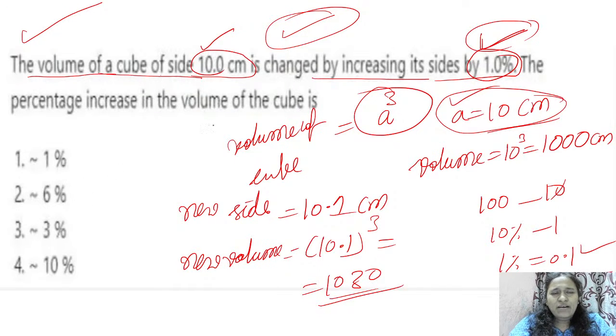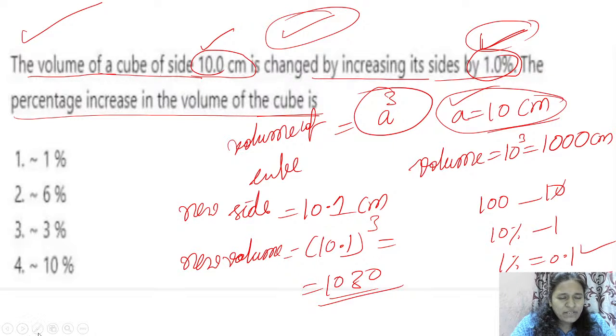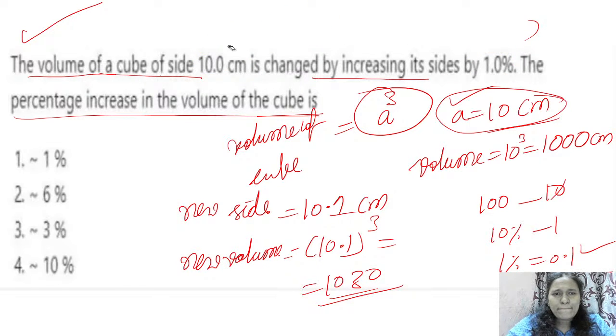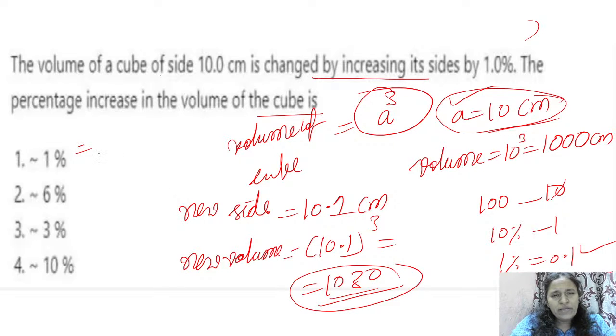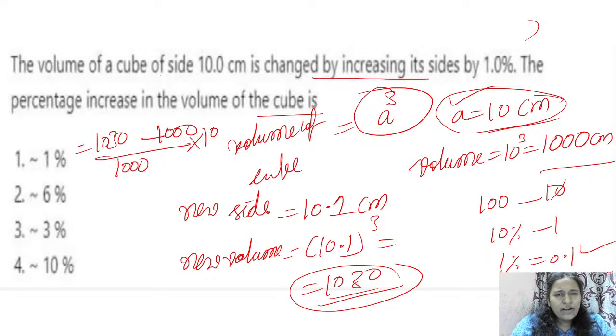Then here he is asking the percentage increase in the volume of the cube. We know the formula for the percentage increase. That is final value minus initial value divided by initial value into 100. I will write here. The percentage increase is equal to the final value, 1030, the initial value is 1000, divided by initial value into 100.